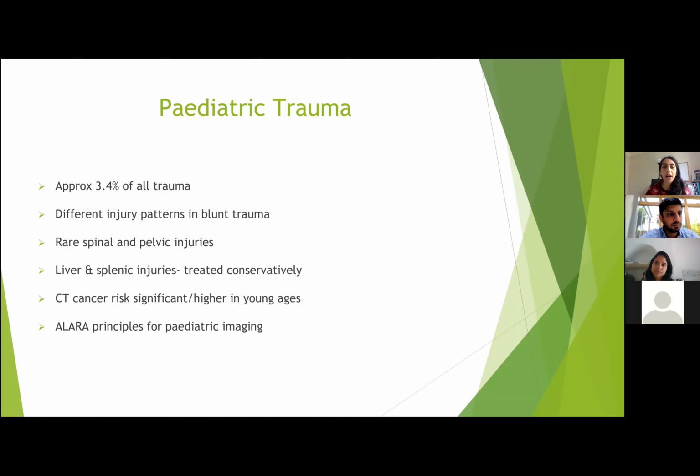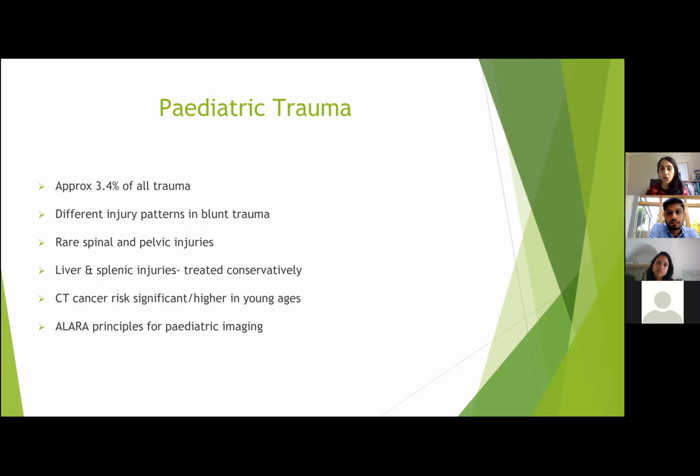So this is for the east of England. 3.4% of all trauma is paediatric trauma. As you can see, it's quite a small proportion. Not everybody would manage it, and even if you do manage it, it's not something that you would do on a daily basis. Because it's quite rare, people can forget certain things, so this is just a reminder of what you should and shouldn't do.